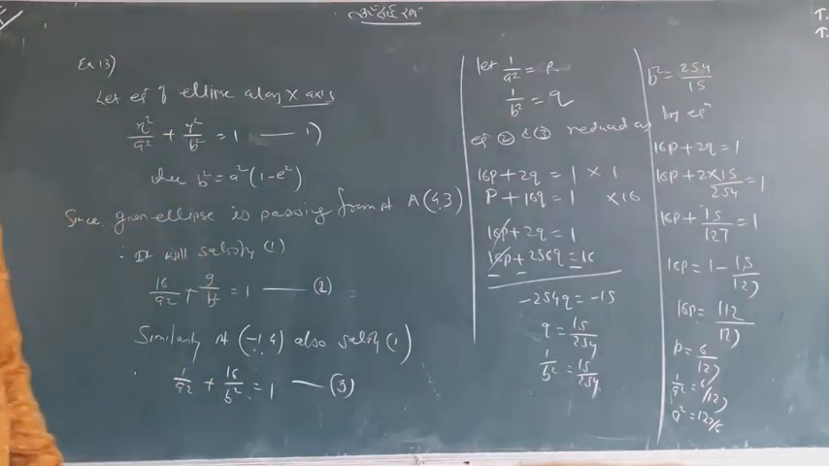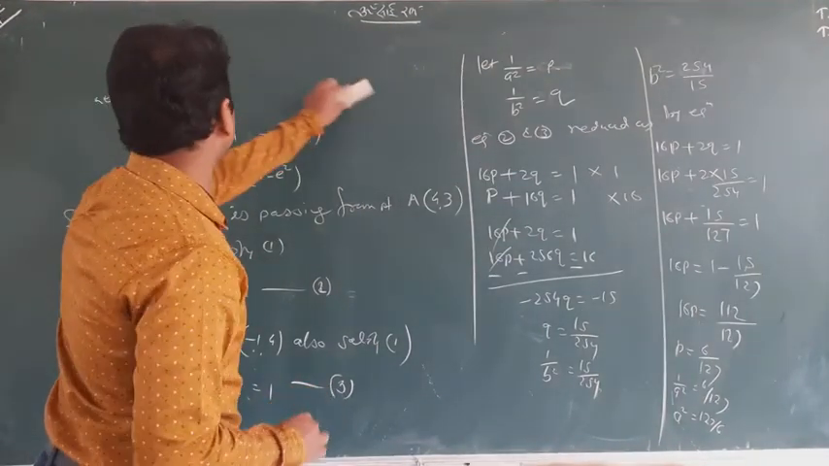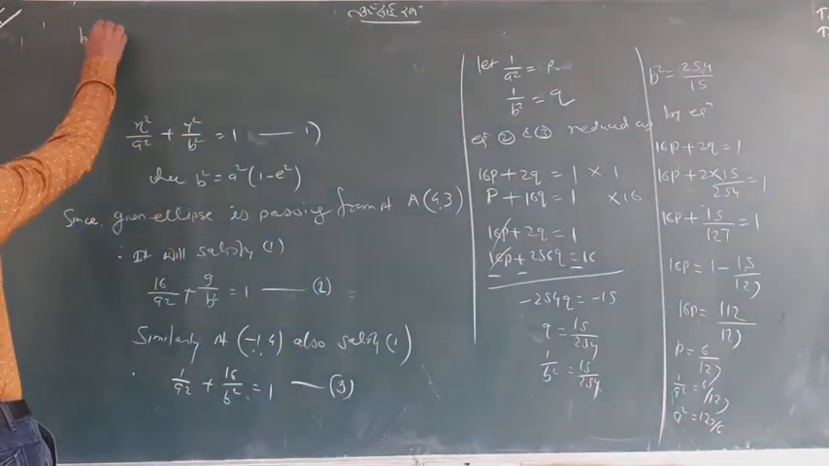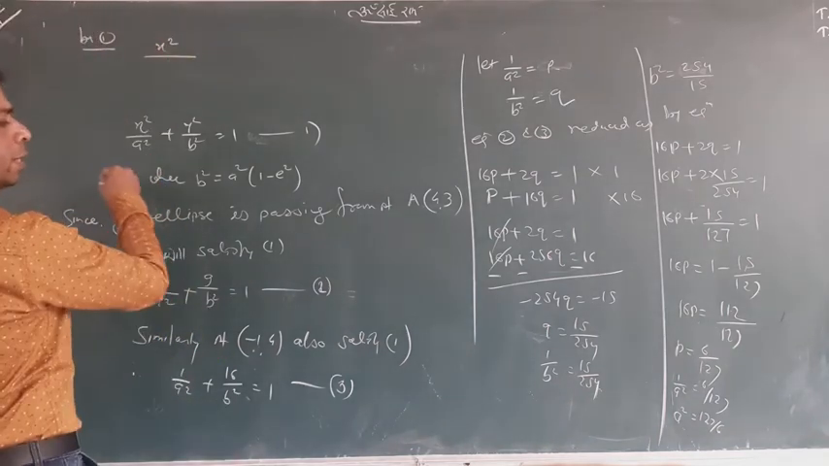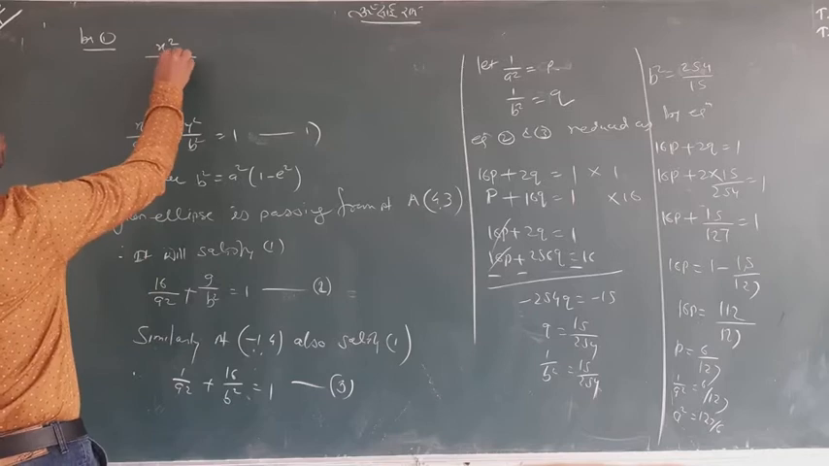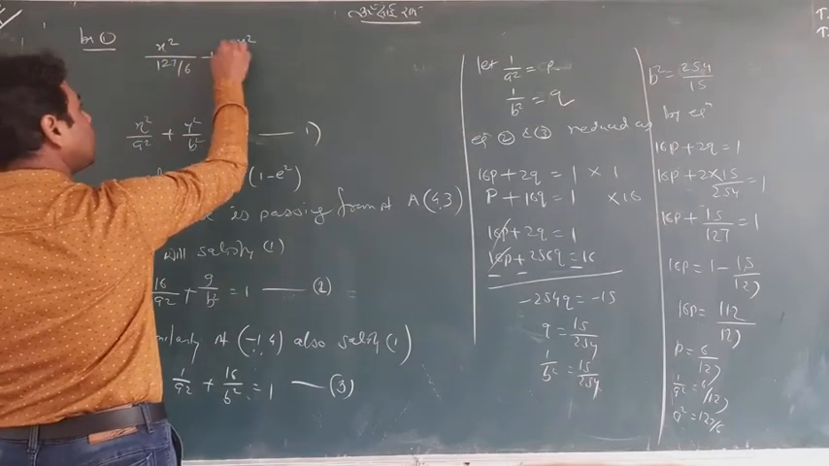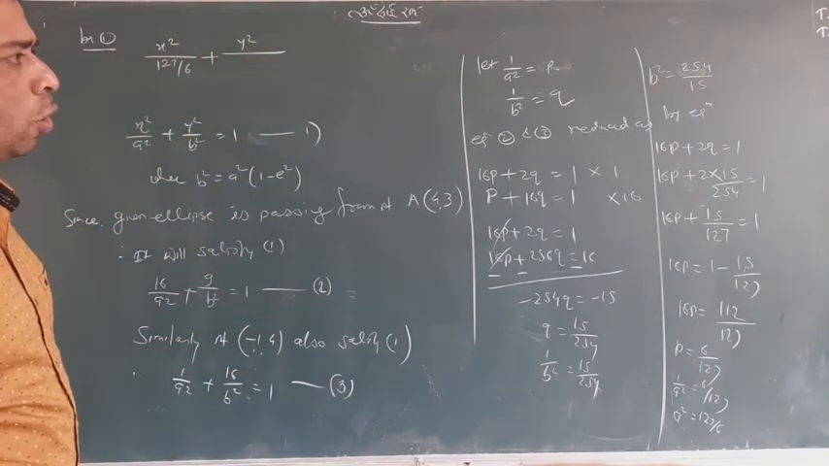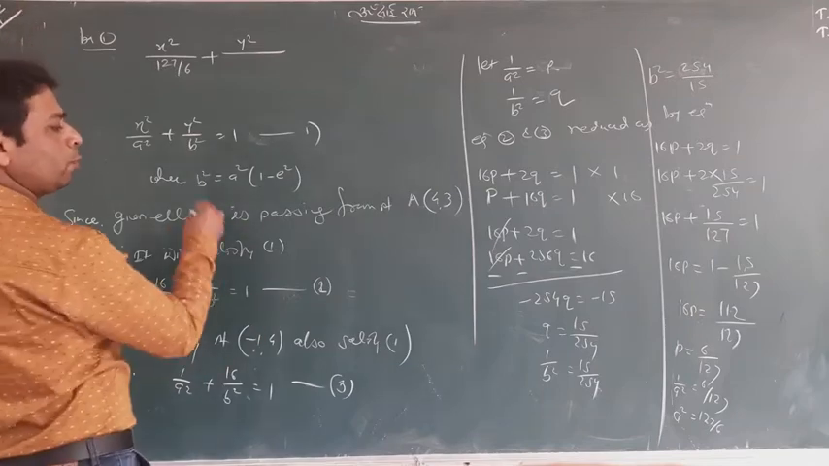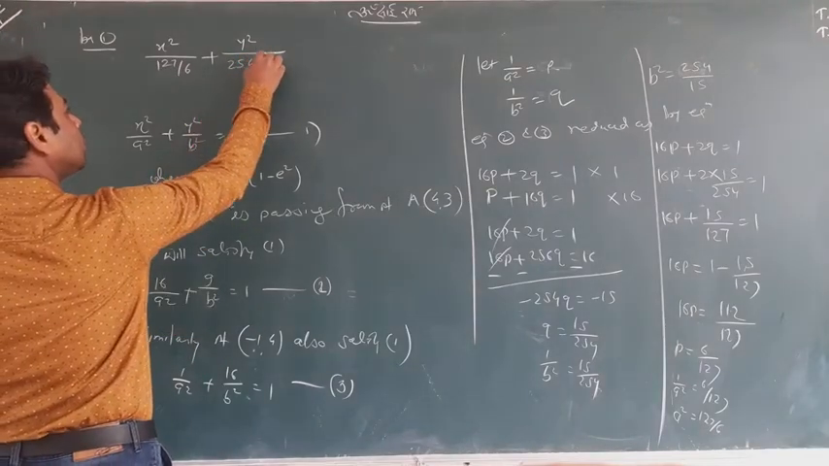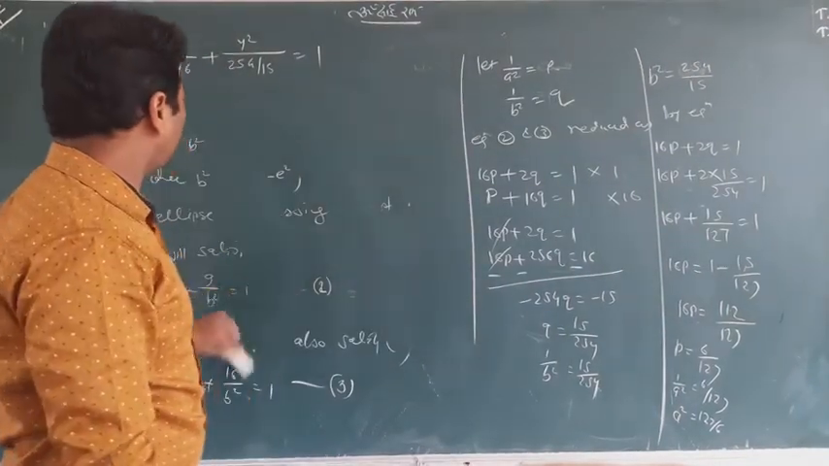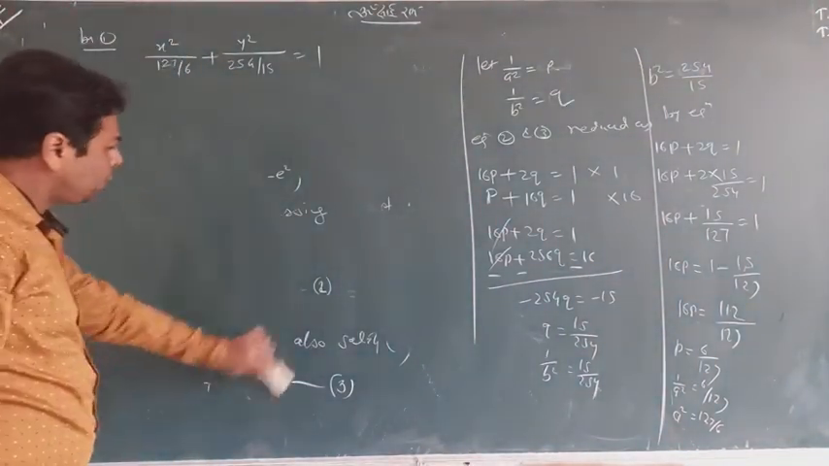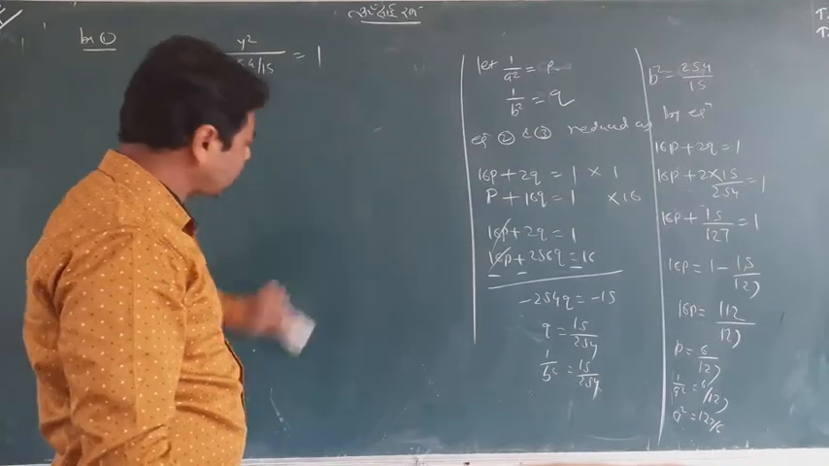Lastly, what to do, you know it. I will put the values in equation number 1. So you write x square upon a square, where a square is 127 upon 6, plus y square upon b square, and the value of b square we got is 254 upon 15, equal to 1. Now this is your answer. You can solve it more and modify your answer into simplest form.